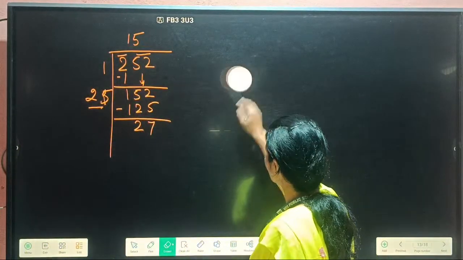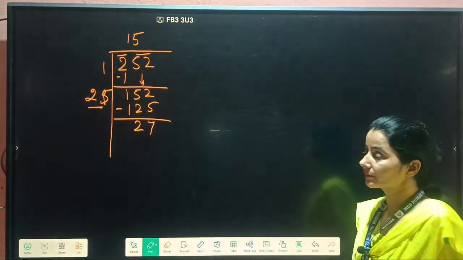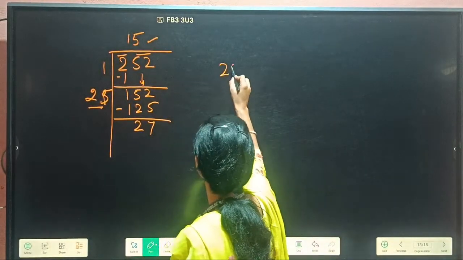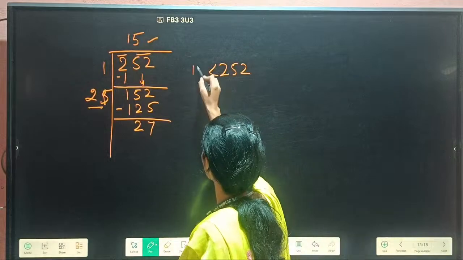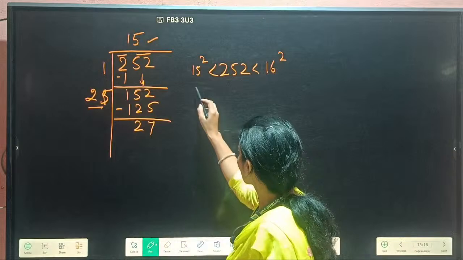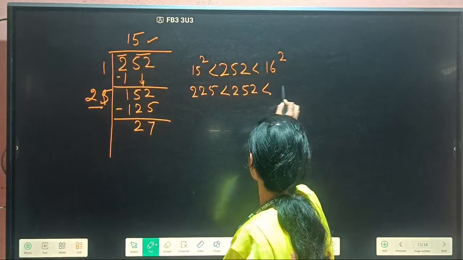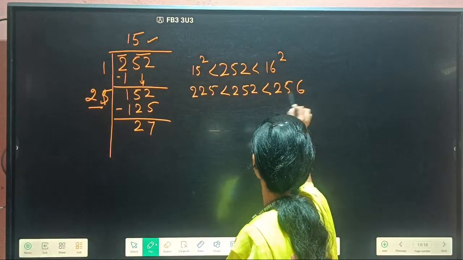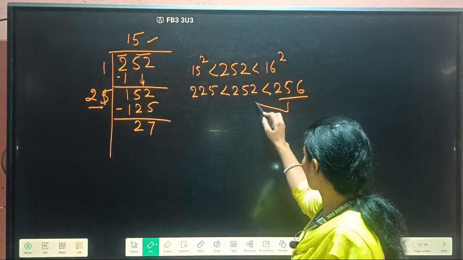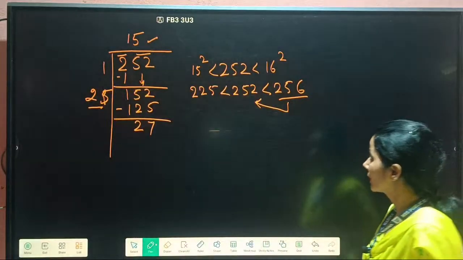Now you can see that its square root will be more than 15. This 252 will lie between 15 square and 16 square. 15 square is 225, which is smaller than 252, and 16 square is 256, which is greater than 252. So from there we will get an idea what number we have to add to this 252.